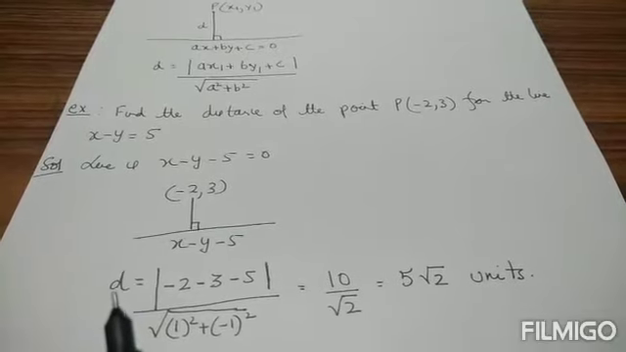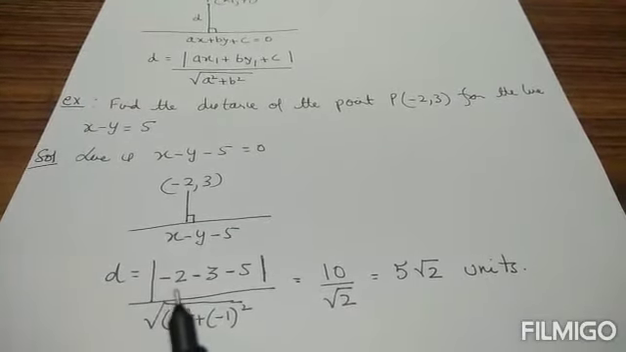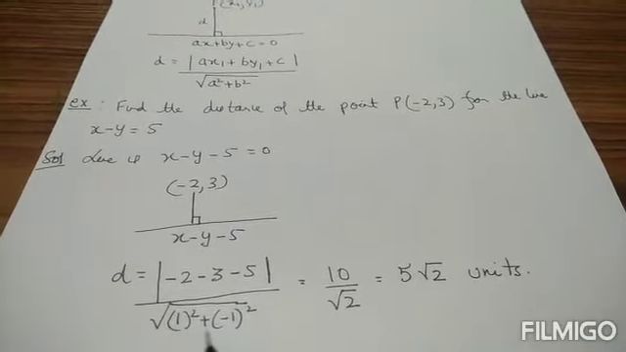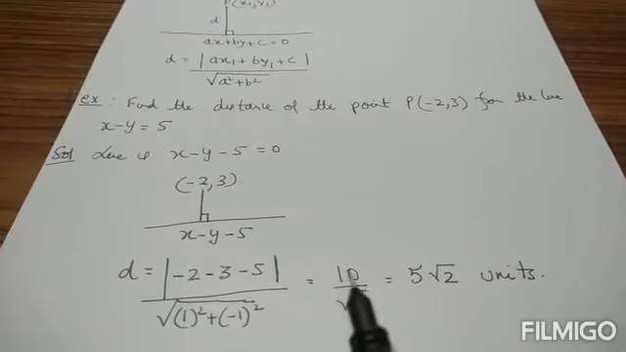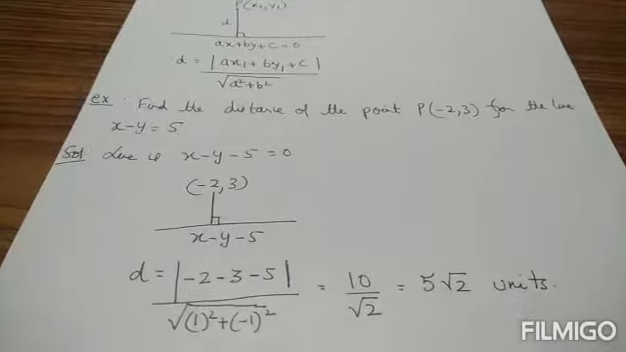So d, the perpendicular distance, is given by modulus of -2 - 3 - 5 upon under root 1 square plus (-1) square, which is equal to 10 upon root 2, which is equal to 5 root 2 units.